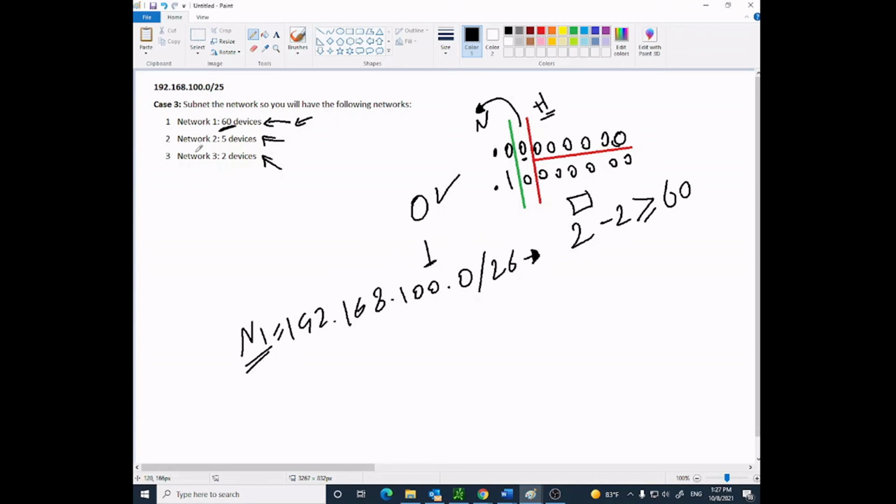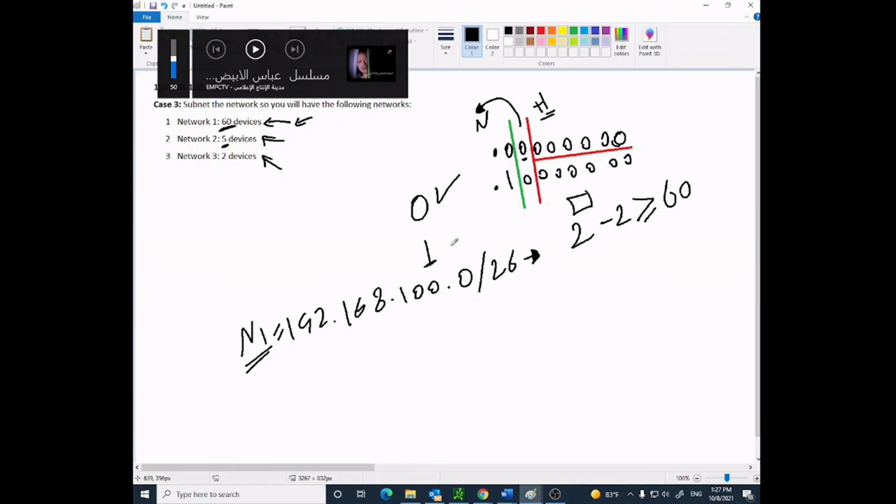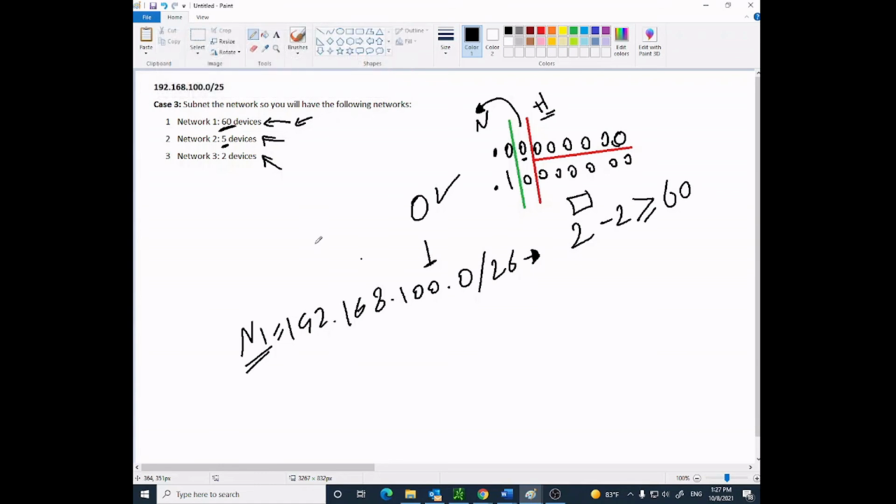Now, for network 2, which basically requires 5, what I'm going to be doing, as I said before, is temporarily assume that I am going to be using the second available IP address, which is network 1, which is this one here. So I replace this 0 here with a 1. Now, if I go ahead and do that, 192, 168, 100 dot, since this is going to be 1, that's going to make it 64, and this is going to be 26.